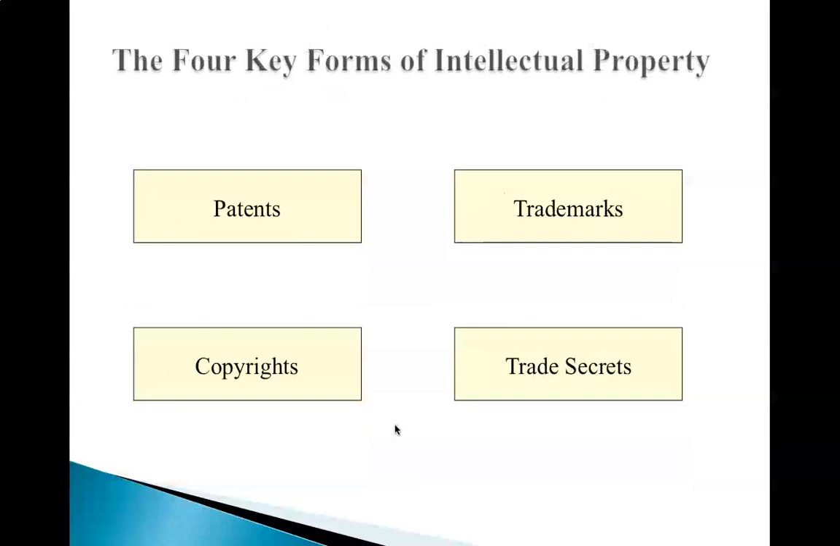So we've already seen the four key forms of intellectual property, and we'll go through each of them: patents, trademarks, copyrights, and trade secrets. They're all slightly different, and they protect different types of inventiveness and creativity, and we'll look at how they do that.